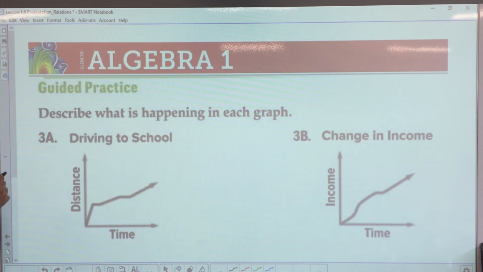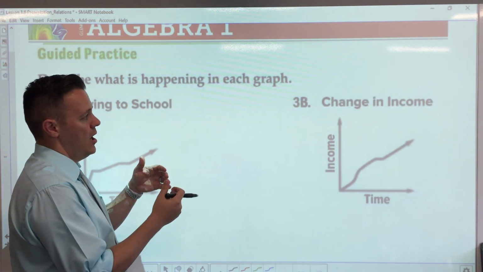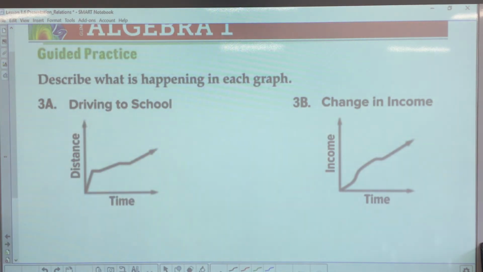Okay? So what I want you guys to do now is describe what is happening in each graph. On the printout notes I'll give you these graphs, and I want you to actually physically write out what you think happens.